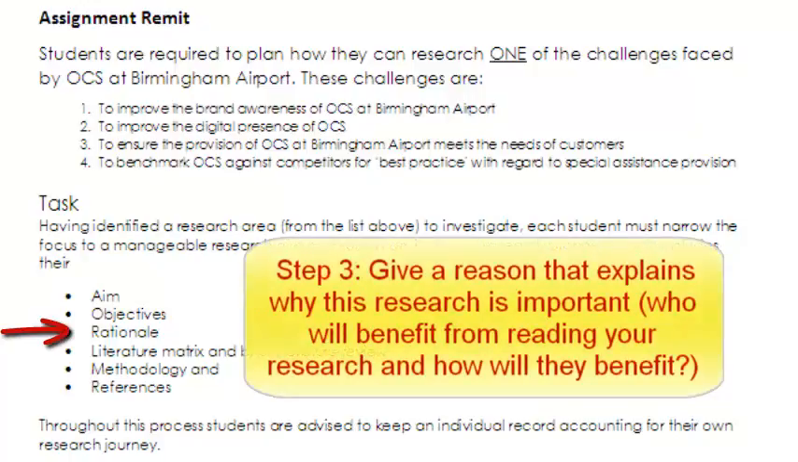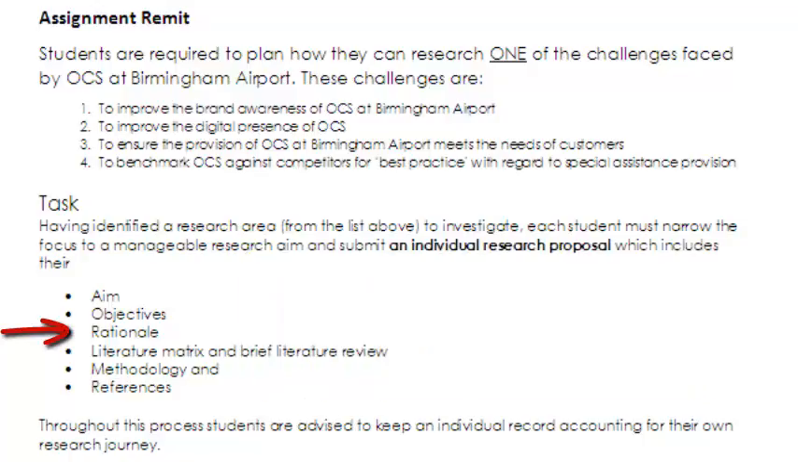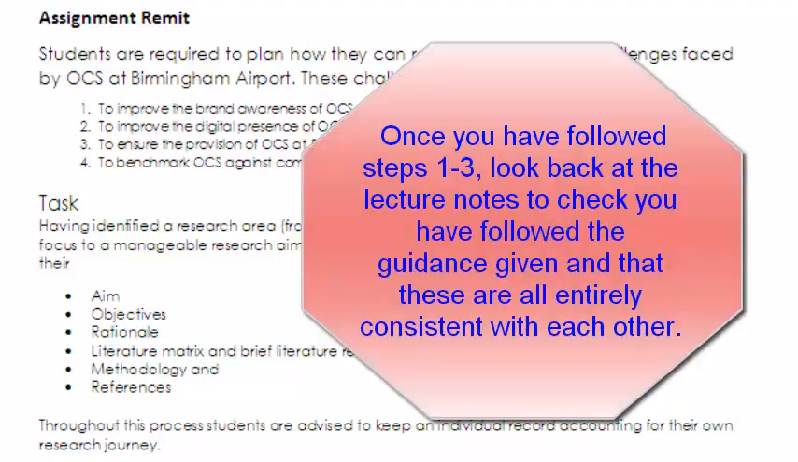All research must have a purpose, and so step 3 is to give a reason that explains why your research is important. This will include who's going to benefit from reading your research and how they will benefit. Once you have followed these 3 steps, you will have an aim, objectives and rationale. Look back at your lecture notes to check that you have followed the guidance you were given and that these are consistent with each other.